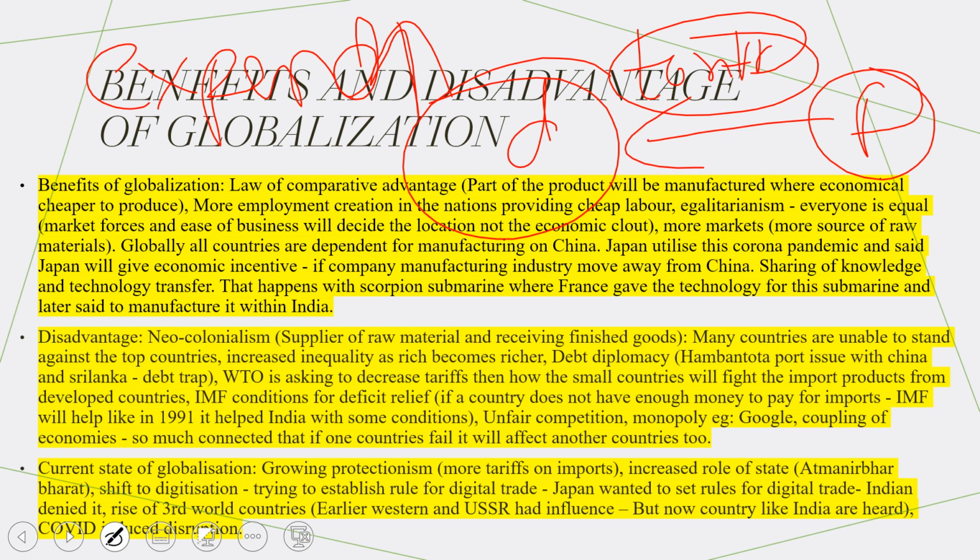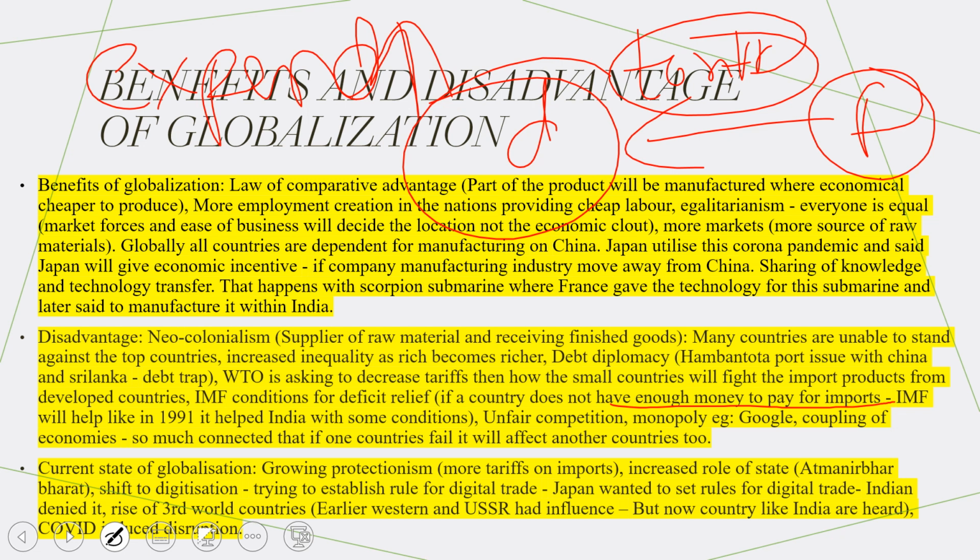Then there are IMF conditions for deficit relief. Sometimes the International Monetary Fund helps with the deficit through a relief fund. Like when India was in deficit in 1991, the IMF helped India, pumping money into the Indian economy with certain conditions, like you have to allow private companies into India, and then the LPG reforms came. So if a country does not have enough money to pay for imports, the IMF will help. Then unfair competition and monopoly, like right now Google has a monopoly, and nobody is able to compete with Google.